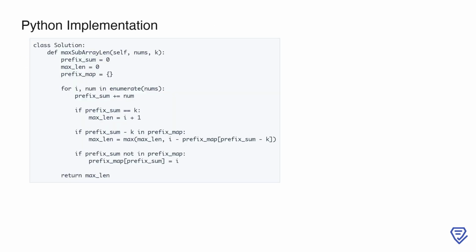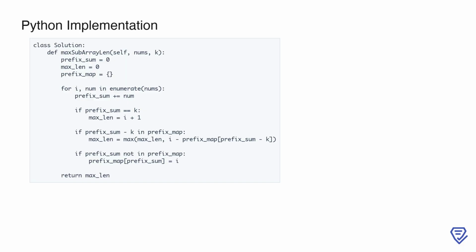This Python implementation solves the problem of finding the maximum size of a subarray whose sum equals the target value k. Here's a breakdown of the code. 1. Initialization. prefix_sum keeps a running sum of the elements as we iterate through the array. max_len tracks the length of the longest subarray found so far. prefix_map is a dictionary that maps cumulative sums, prefix_sum, to the earliest index where they occur. This helps efficiently check for subarrays that sum to k.